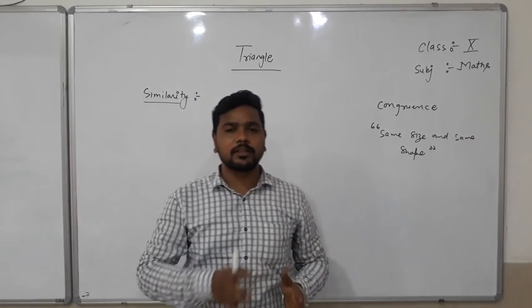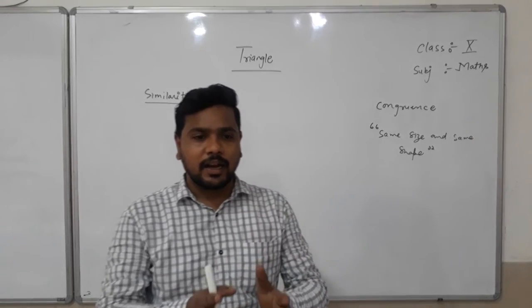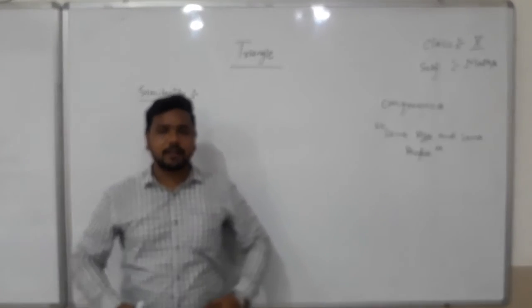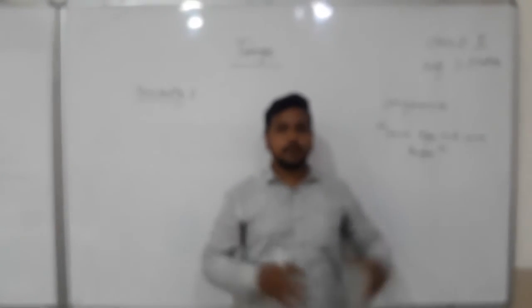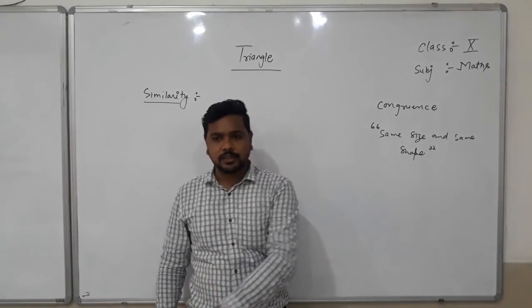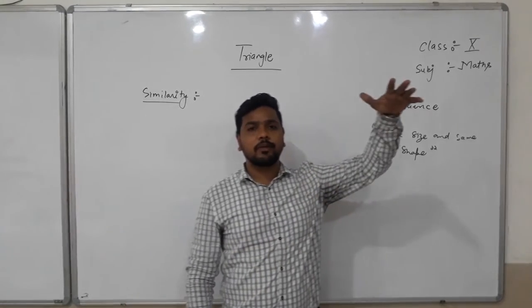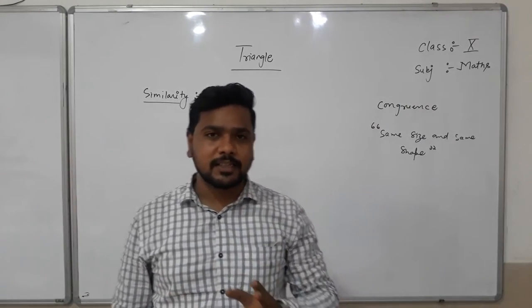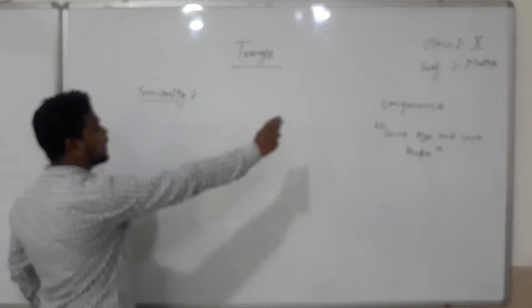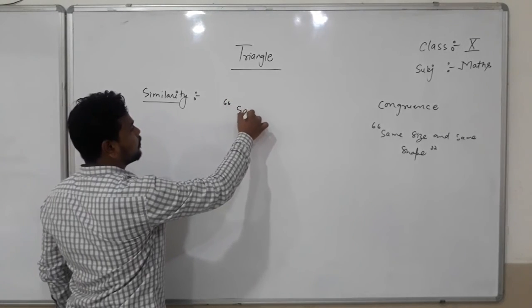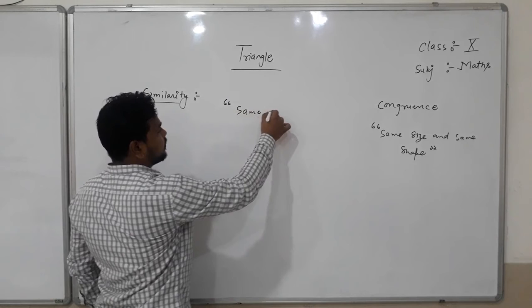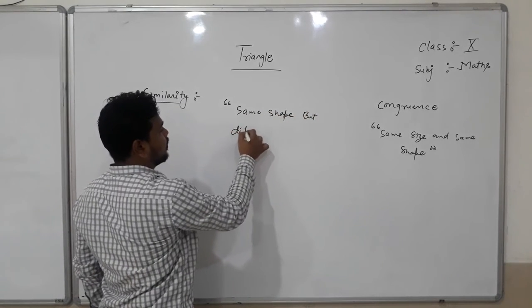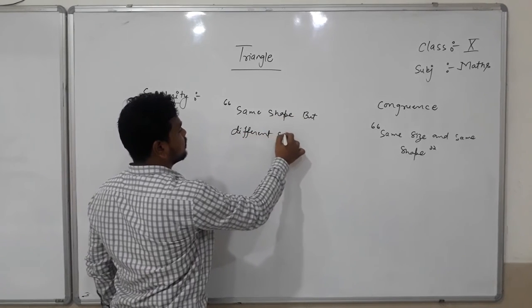At different places in the Ramayana, Hanumanji played the role of a very little boy, then he is normal, and then he is very big. So in all three stages, very small, normal, and very big, you see that the shape is the same and the size is different. So in similarity, the key point is same shape but different size.